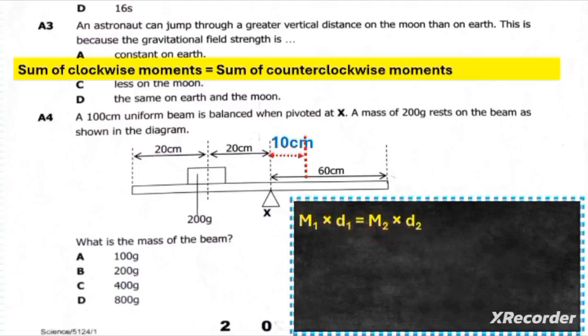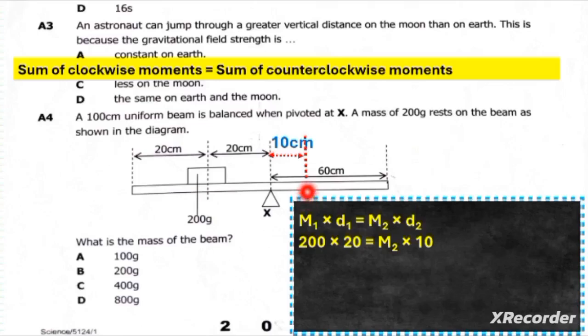Do we have mass 1? Yes, we have mass 1, which is 200 grams. Do we have distance 1? Yes, distance 1 is 20 centimeters. Do we have mass 2? Mass 2 is what we are looking for. Do we have distance 2? Distance 2 is 10 centimeters. Why are we saying 10 centimeters? This is where the center of mass, or the center of gravity, of the beam is.